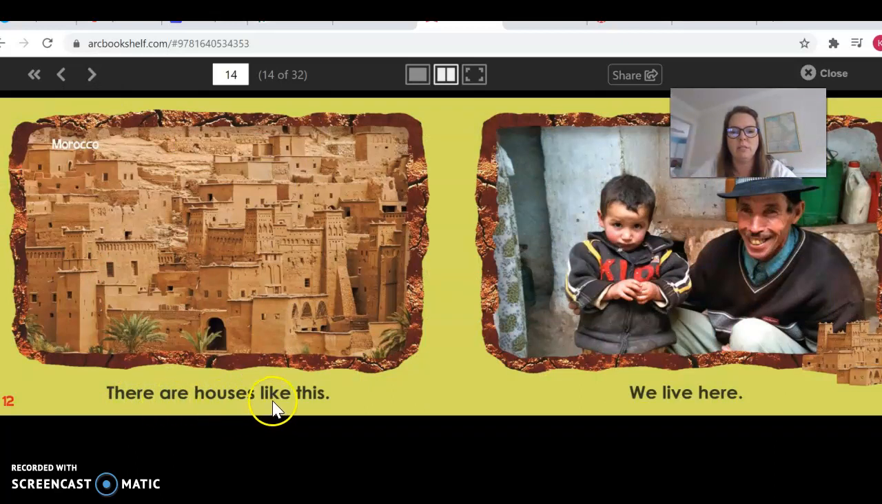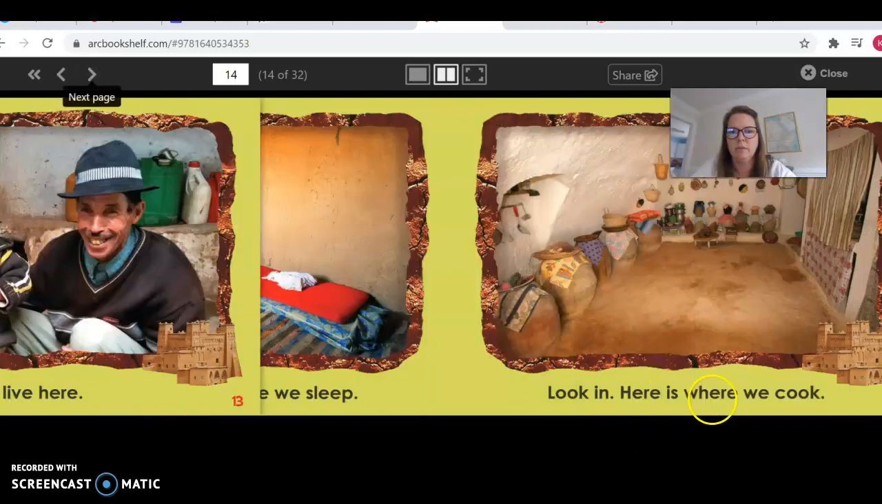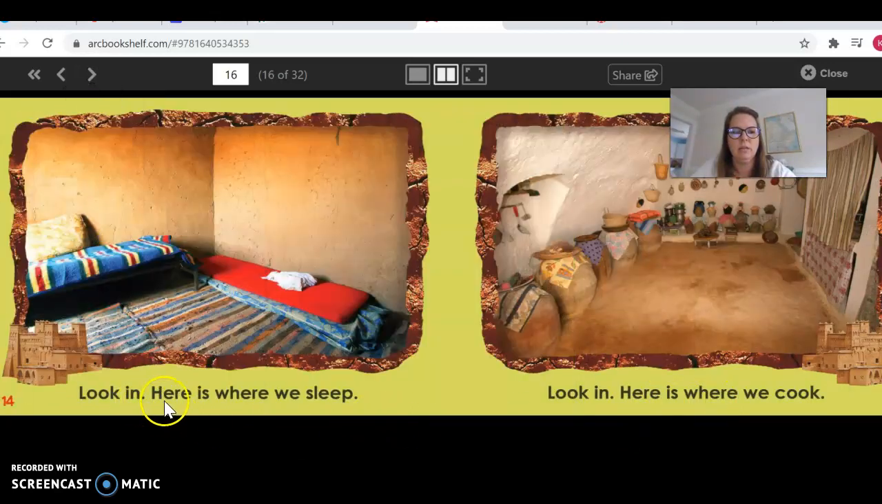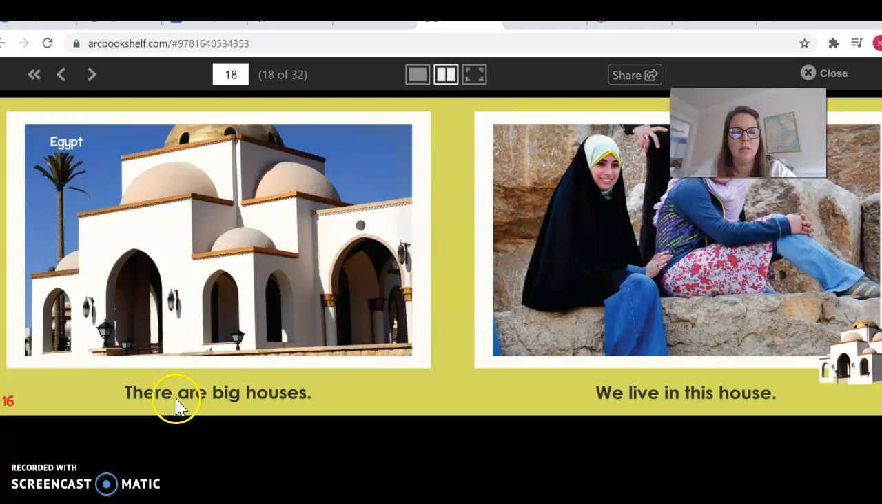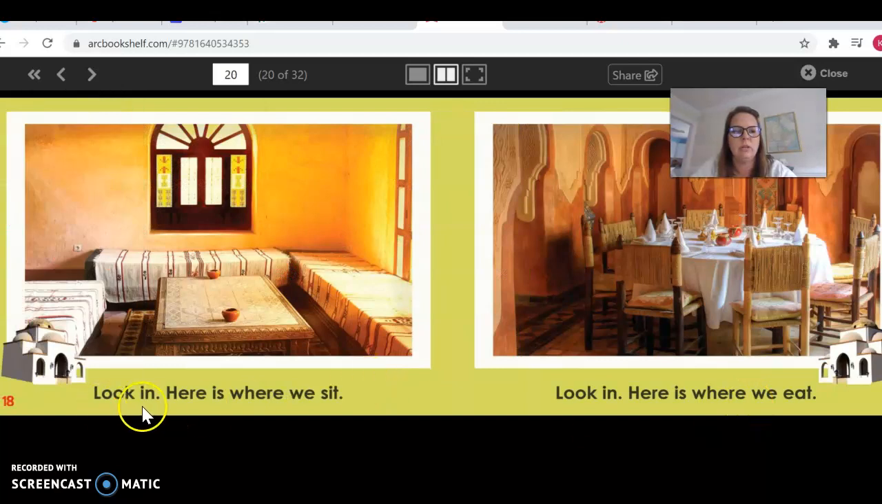There are houses like this. We live here. Look in. Here is where we sleep. Look in. Here is where we cook. There are big houses. We live in this house. Look in. Here is where we sit. Look in. Here is where we eat.